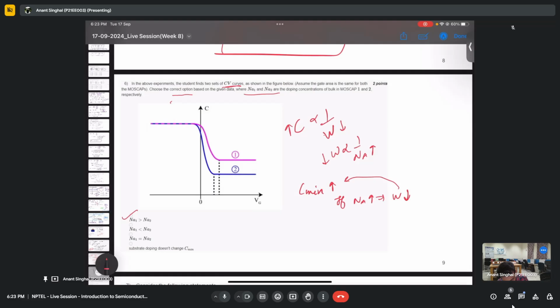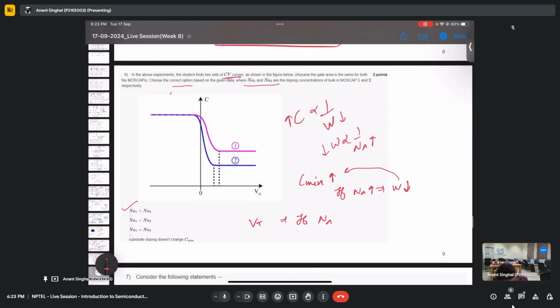And one more thing that we can judge on the basis of is the threshold voltage. If Na is higher, then phi f will be higher, and we will require more Vt. So the Vt for one is higher as compared to the Vt for second. These are both ways of answering this: Na1 is greater than Na2. Is it fine with everyone? I hope it is. So let's move ahead.